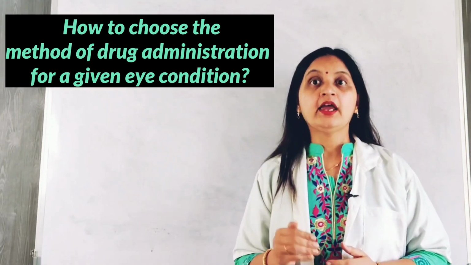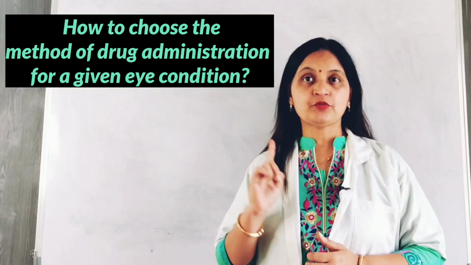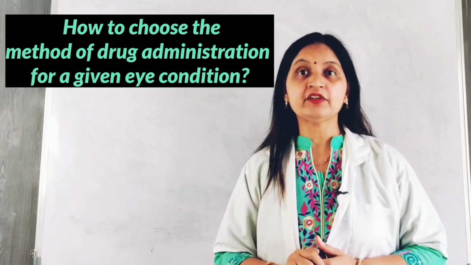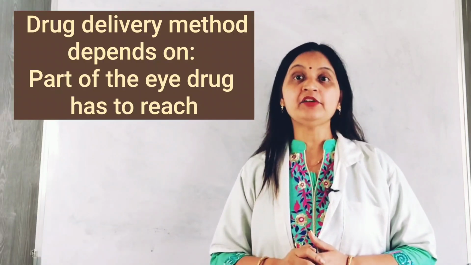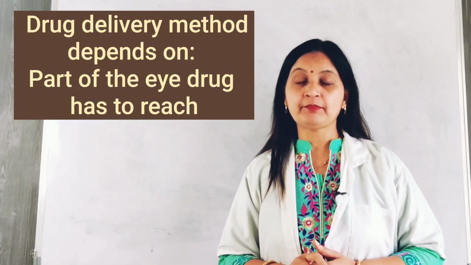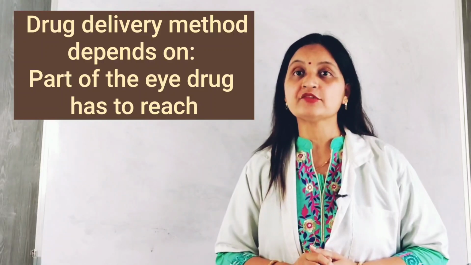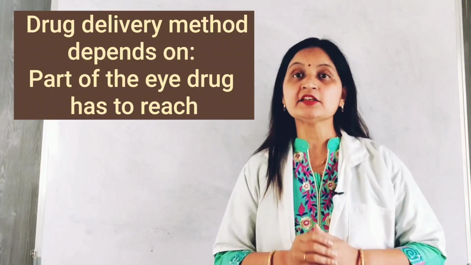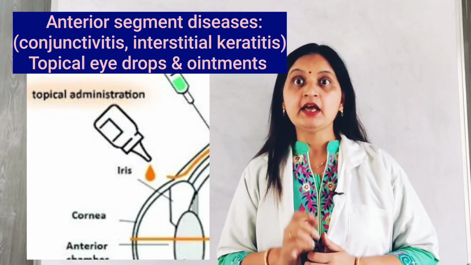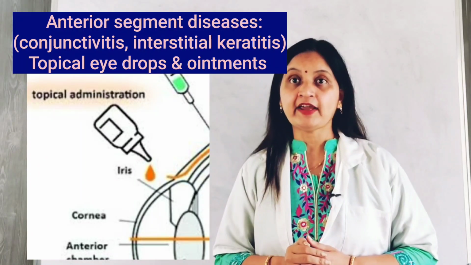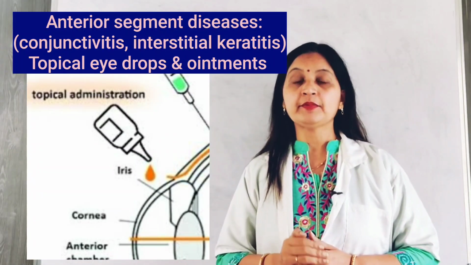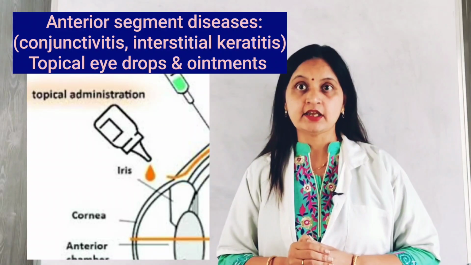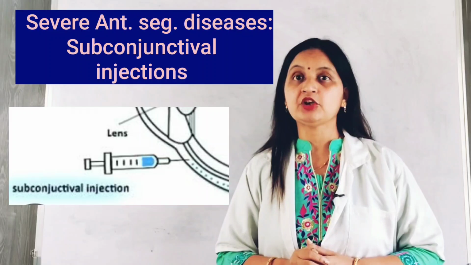So next is how to choose the method of administration of the drug in a given eye condition. It is to be kept in mind that the method of drug delivery depends on the part of the eye the drug has to reach. I once again repeat, the method of drug administration depends on the part of the eye the drug has to reach. For example, in diseases of the anterior segment, for example, conjunctivitis or when the cornea is affected, topical eye drops and ointments are very useful in such cases. In severe anterior segment diseases, subconjunctival injections can be used.